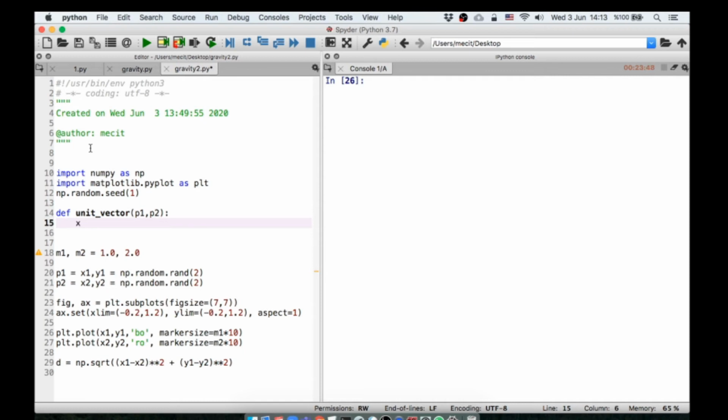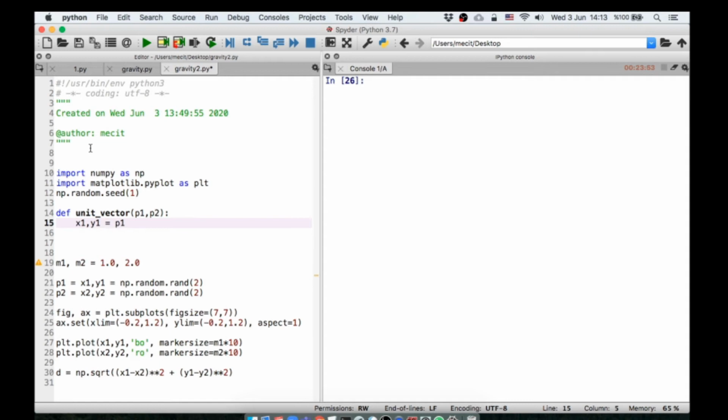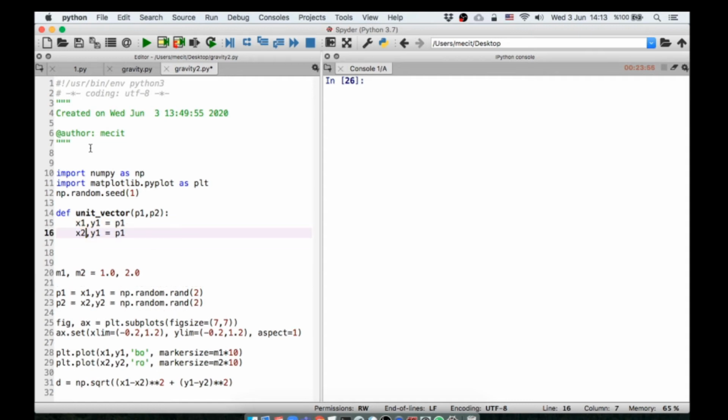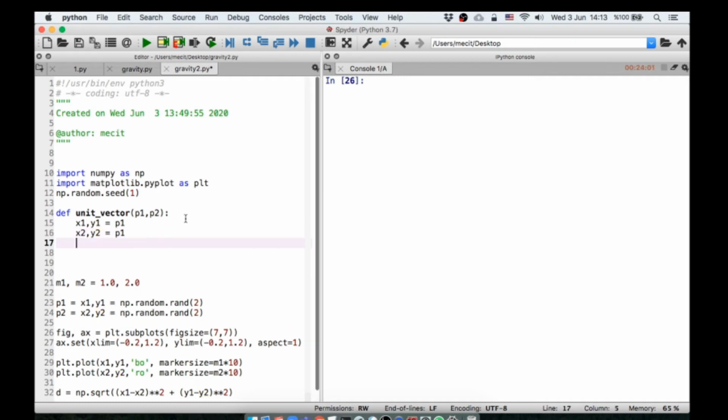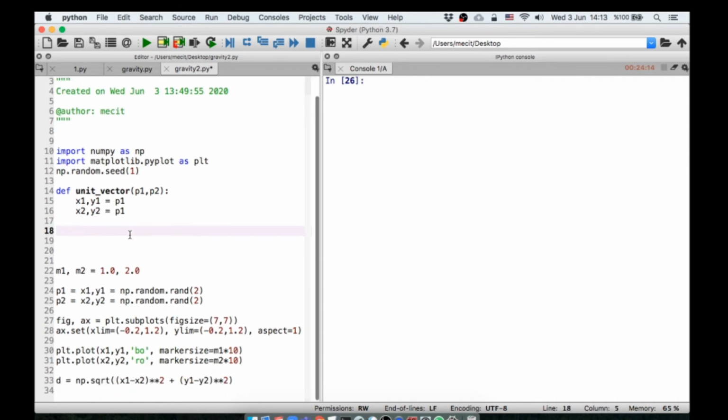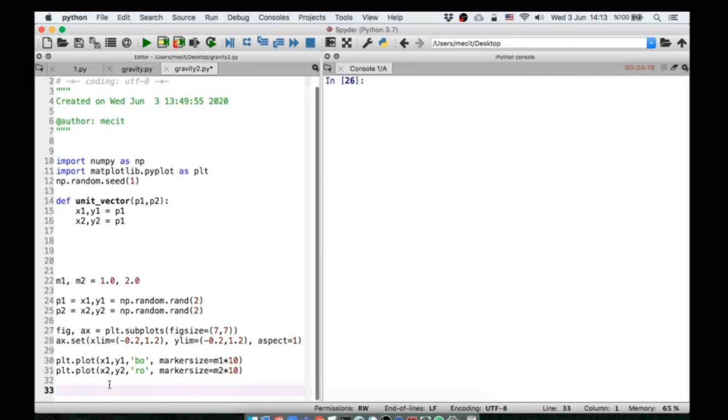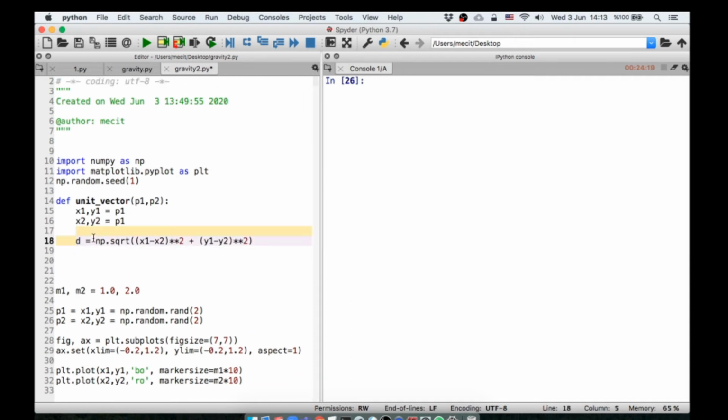So I begin by unpacking the points. Okay. Why do I work with P1 and P2? Because the function definition will be a little bit cumbersome, but when I use it in my program, it will be much more concise. So let me use this code here. That's the distance between these 2 points. Correct this a bit here. Okay.